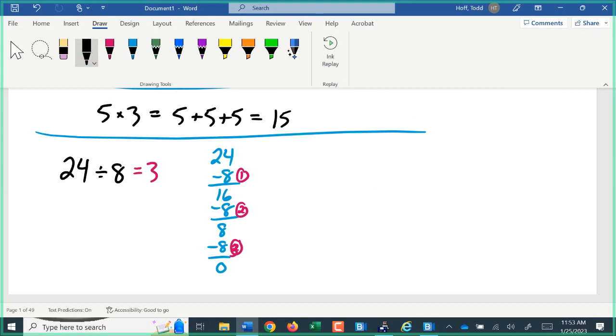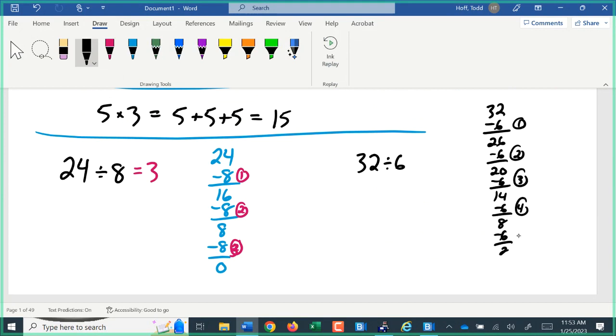In fact, that's where our remainders come from. I have like 32 divided by 6. Well, 32 minus 6 is 26. That's once. 26 minus 6 is 20. That's twice. 20 minus 6 is 14. That's 3 times. 14 minus 6 is 8. That's 4 times. 8 minus 6 is 2. That's 5 times. And I can't take out another 6. So 32 divided by 6 is 5 with a remainder of 2 because there was 2 left over after we had subtracted 6 the 5 times.